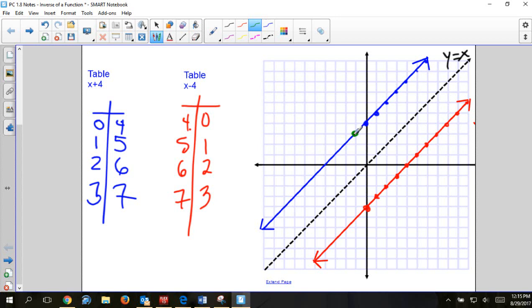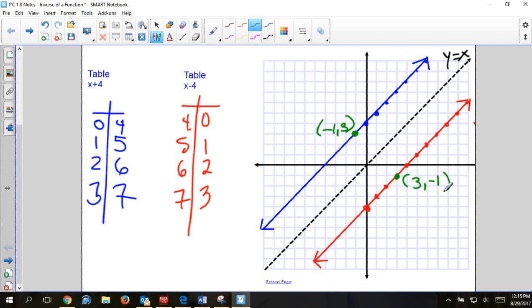So one random point here on the blue one, if I were to choose negative 1, 3, then what should be on the red one? 3, negative 1. So I just switched the x and the y, and you can see it is on there.